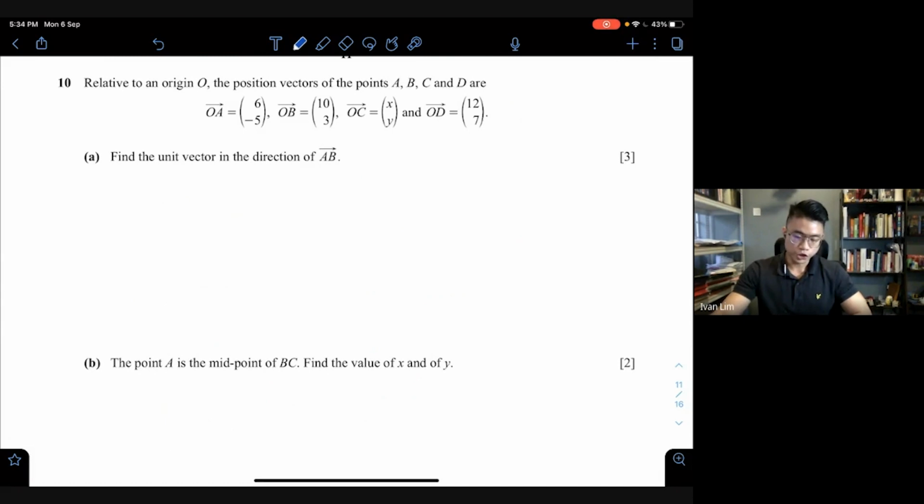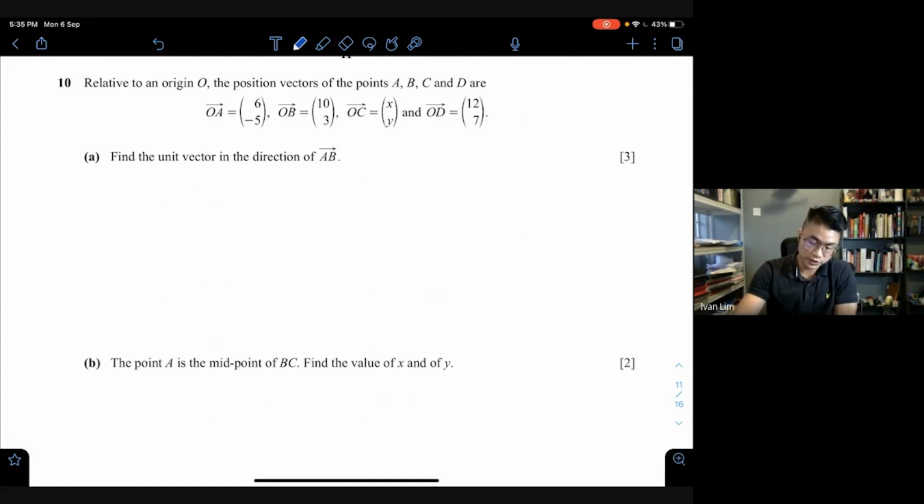Relative to an origin O, the position vectors of the points A, B, C, and D are OA equals (6, negative 5), OB equals (10, 3), OC equals (x, y), and OD equals (12, 7). Find the unit vector in the direction of AB. Okay, so unit vector: number 1, vector magnitude. Unit vector is vector divided by magnitude. So we need to know this formula first.